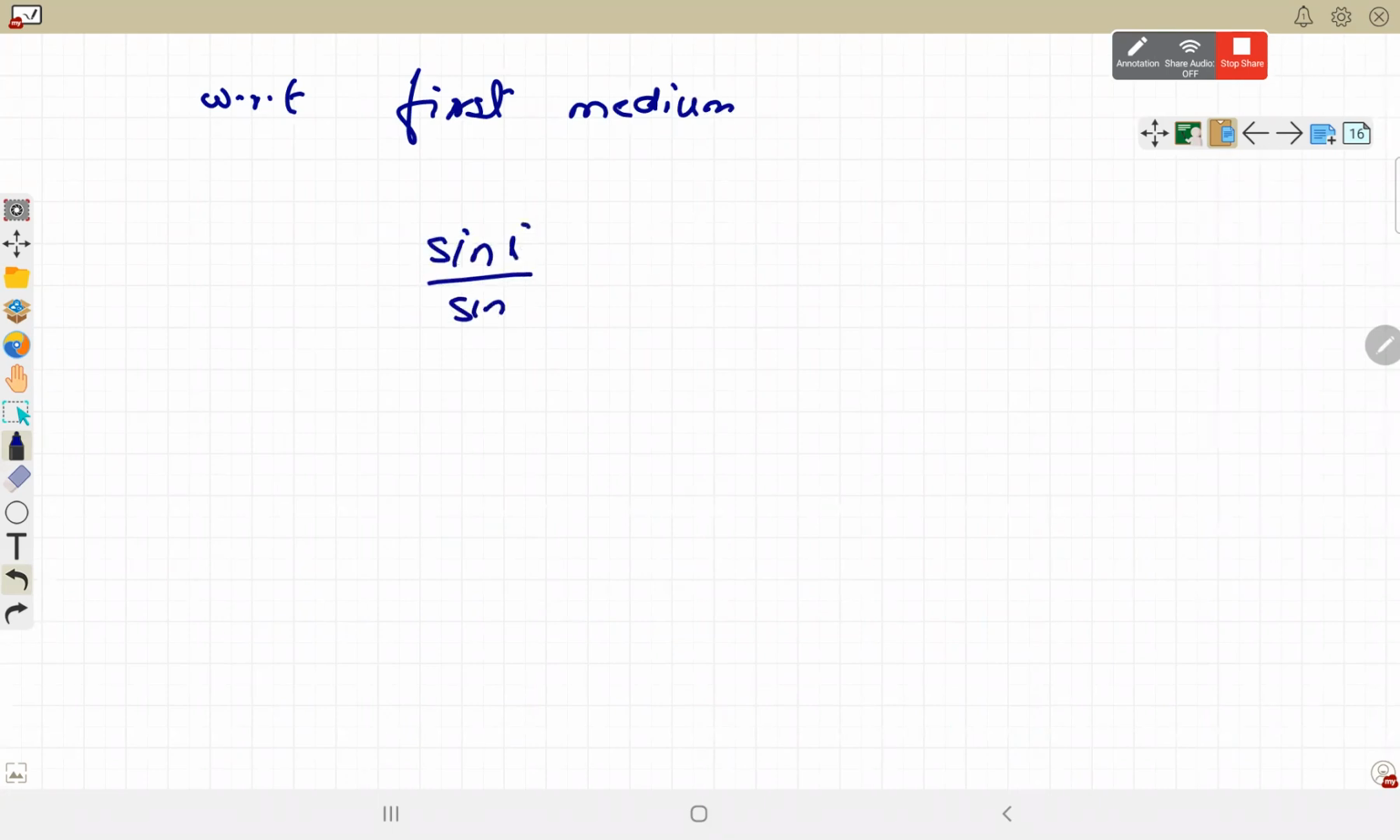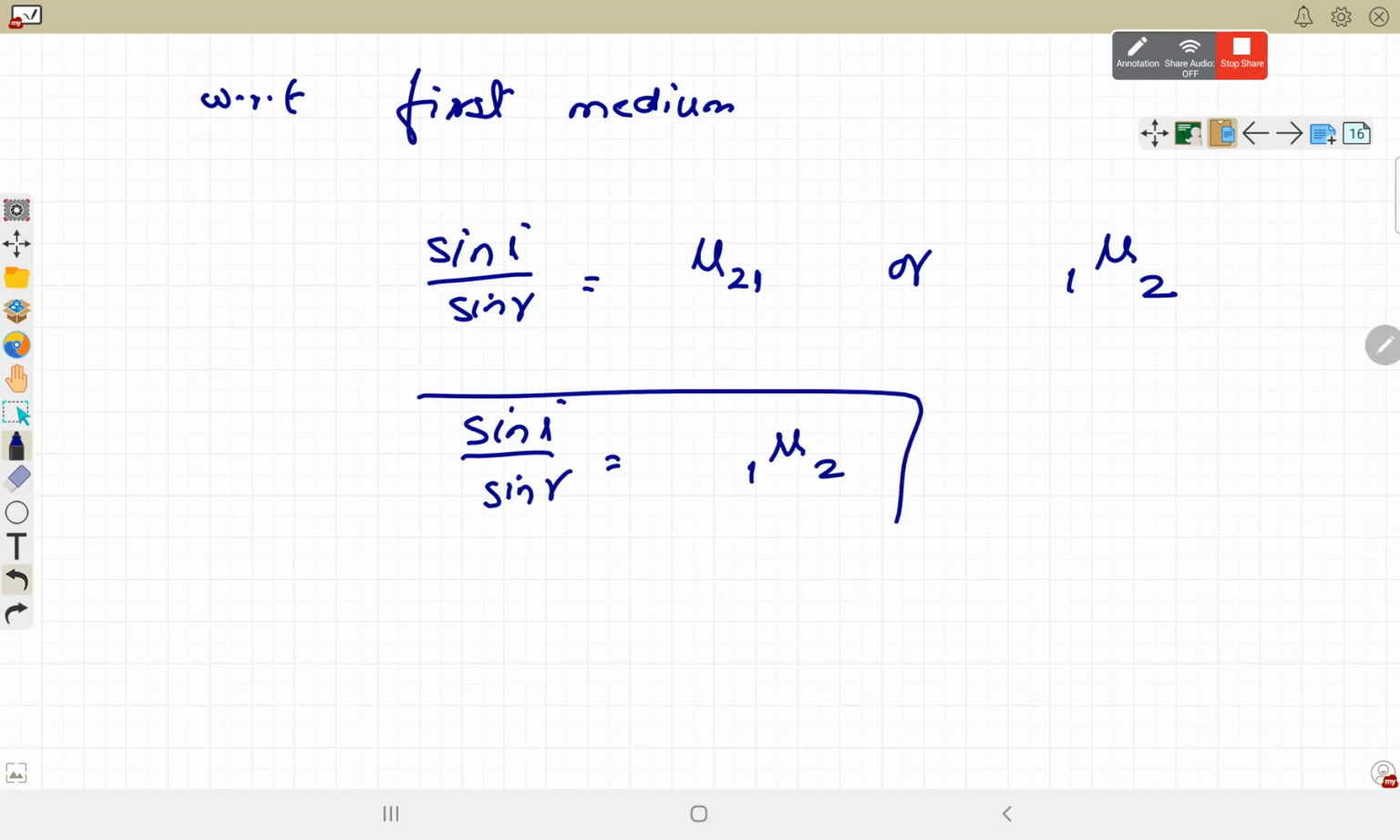Sin i by sin r. The way of writing this is mu 2 1, or it is also written as 2 with respect to 1. That light is coming from 1 and going into medium 2. Sin i by sin r is equal to mu of 2 with respect to 1, and that value is a constant value for a pair of media.